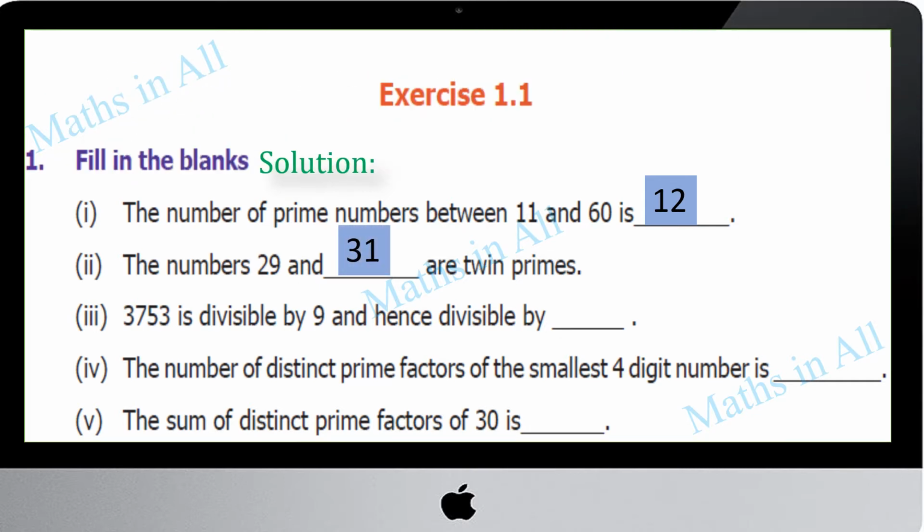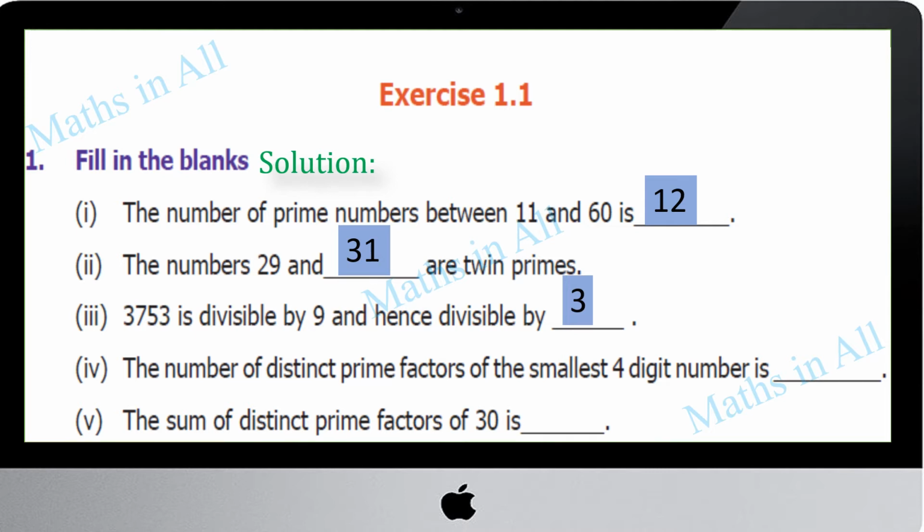Clear? Fine. Third sum. 3753 is divisible by 9 and hence divisible by dash. So watch the number carefully. 3753, isn't it? So if it can be divided by 9, sure it can be divided by 3 also. So 3 is the correct answer, ma.